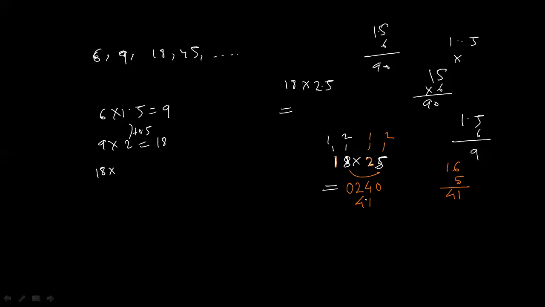Sorry, something is wrong. If you add 16 plus 5, it will be 21. So it will be 21. Now if you add it, 4 plus 1 is 5, 2 plus 4 is 6... so if you multiply 18 with 25, it will be 450. Yes or no?